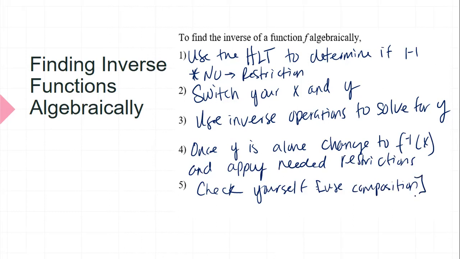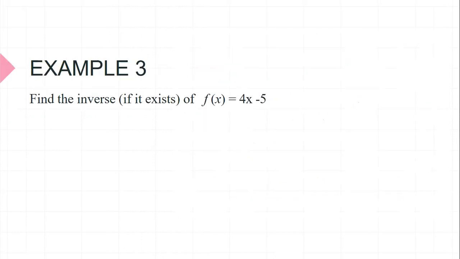Okay. All right. Are we ready to go through the steps? Step 1, we're going to use HLT to determine if it's 1 to 1. If it's a no, we know that we're going to need to find a restriction if possible. Step 2 is we're going to switch your x and y. Step 3, use our inverse operations to solve for y. And step 4, once y is alone, we change it to the inverse of x, f inverse, and apply needed restrictions. And again, if I'm not confident by the end, what do I need to do? Check yourself.